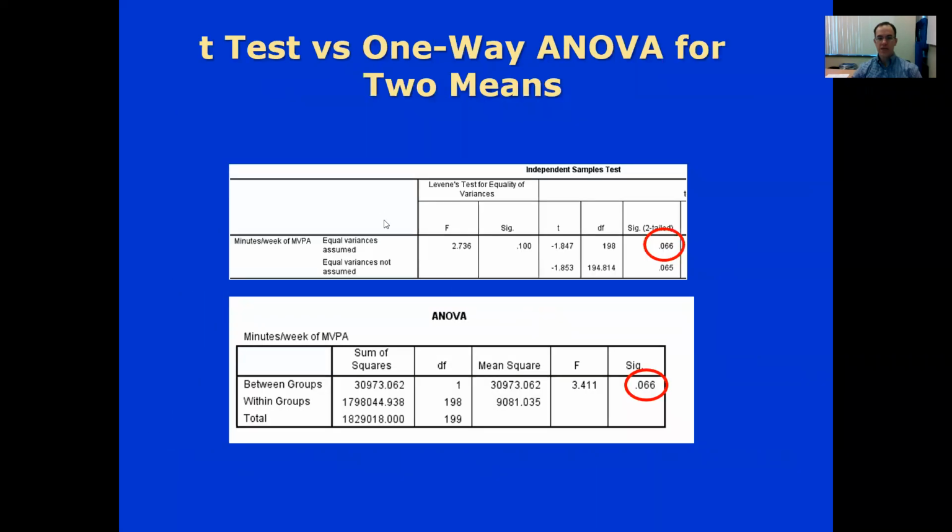Now here is an SPSS output of a t-test versus a one-way ANOVA for two means. Notice that with a t-test, the significance is 0.066, and here is the t-value. Using the ANOVA, we have, again, 0.066, but this just reports an F value.